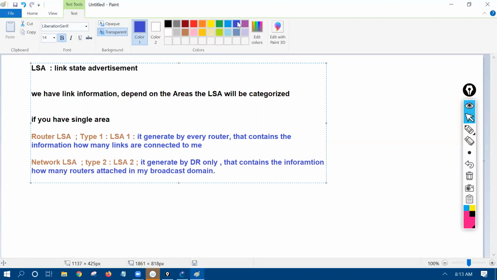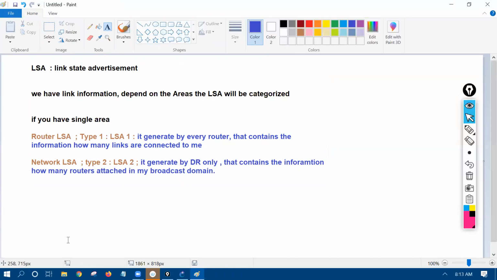It doesn't matter which area you're going to use. Either you have area number 0, area number 1, or area number 2. Any area, you will have only two types of LSA, right? It is something like that.